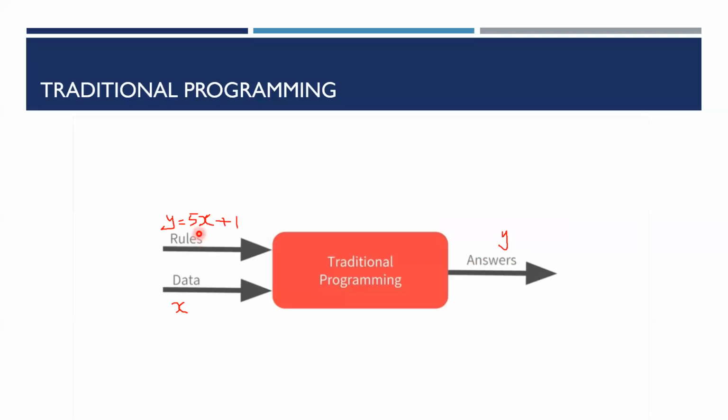So if you are giving 2, you will get 5 into 2, 10 plus 1, 11. Your output will be 11. So you are following some calculation based on this rule. If you are giving 2, you get 11. If you are giving 1, you will get 5 into 1, 5 plus 1, 6. You get 6 as the output.